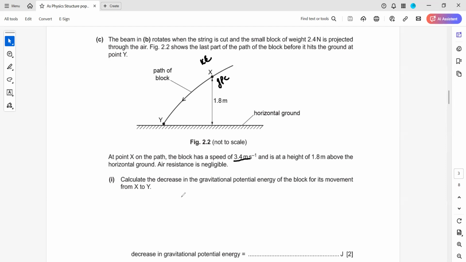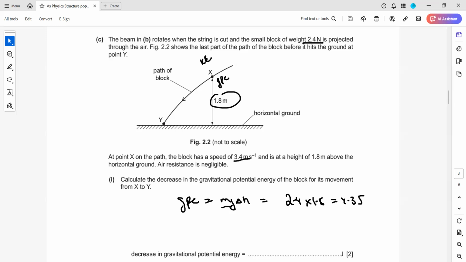So the gravitational potential energy will be mg and delta h. The weight of the block is given, so this mg is given to us as 2.4. And what about the change in height? It's 1.8. So 2.4 times 1.8 will give us how much energy will be lost. The gravitational potential energy decrease is 4.32 joules.